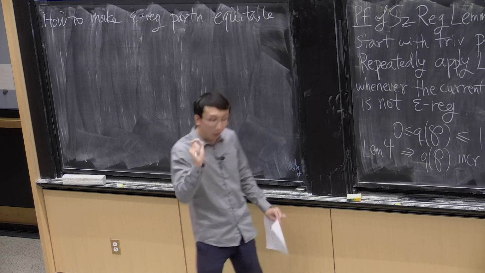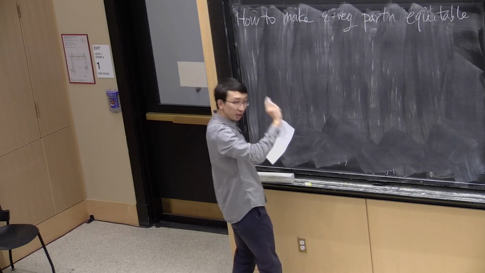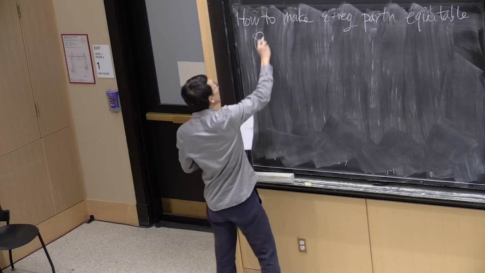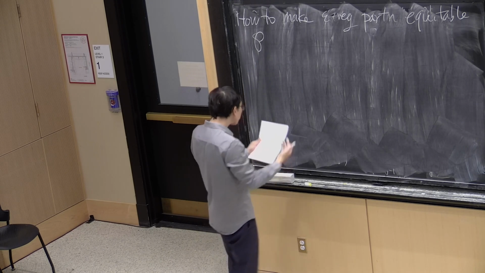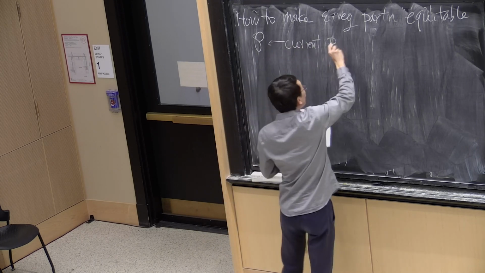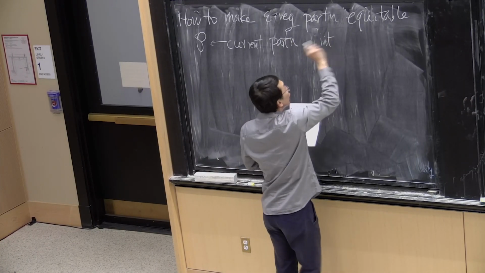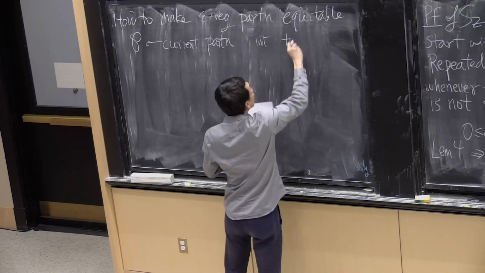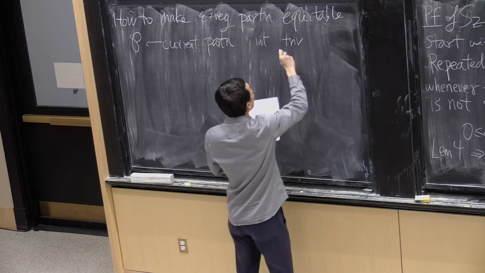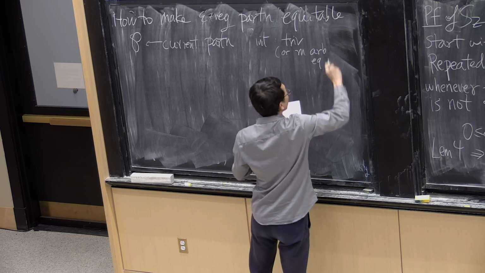So here's what we're going to do. We still run the same process. We're going to have this P, which is the current partition. And as before, we initially have it as either the trivial partition, if you like, or M arbitrary equitable parts.